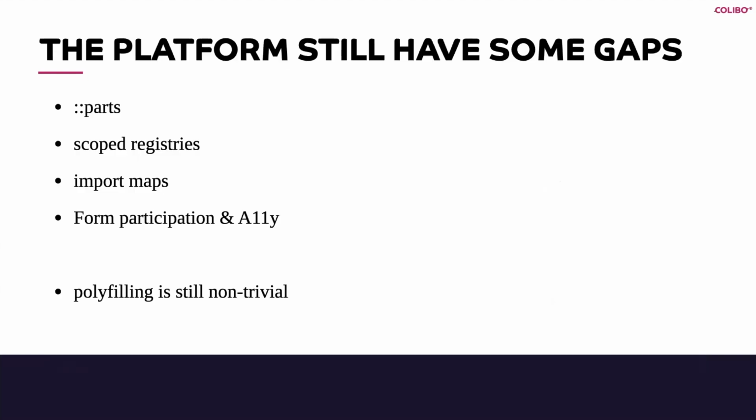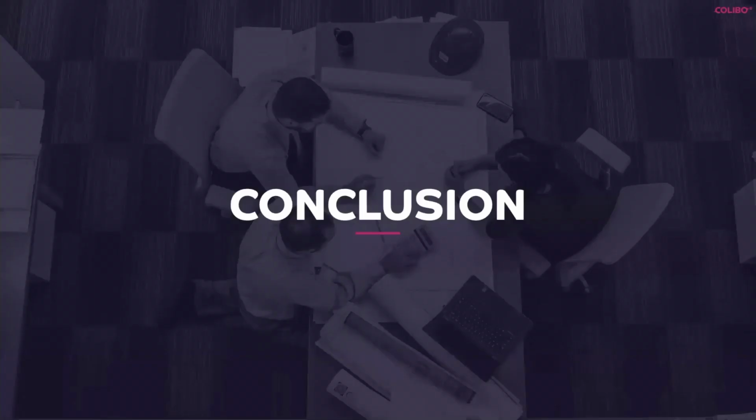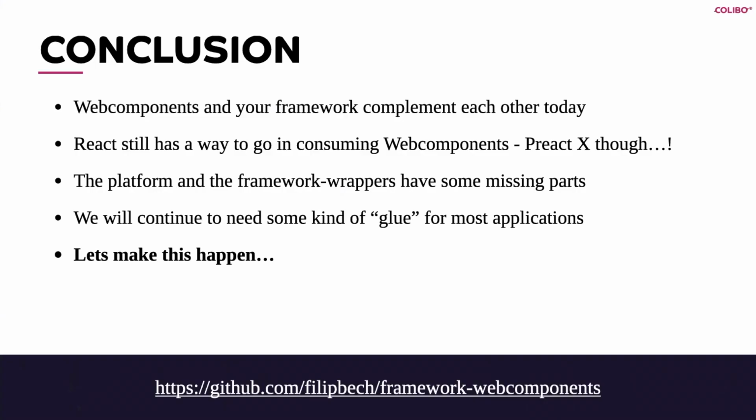As I said, the platform still has some gaps to fill, especially around parts and form participation, but also stuff like scoped registries, being able to have custom elements that have the same name but are different in different parts of the page with different registries. I think that would be a nice thing. And polyfilling is still kind of hard in some of the older browsers, and I think we need to fix that in some way as well. So I think web components and your framework complement each other really well.